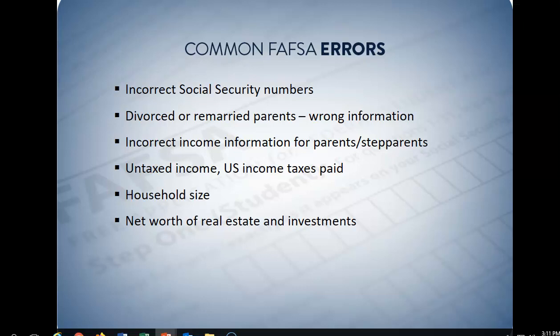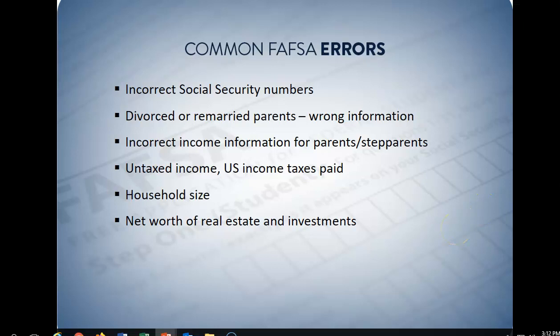And this is where the IRS data retrieval can come in handy, because it picks up that income or that taxes paid information correctly. Also, the household size should only be the student, the parents, and any siblings for whom the parents provide more than 50% of the support. If there is an extenuating circumstance, such as an extended family member like a grandparent or someone else, it's best to check with someone to make sure that you can include them in your household size.